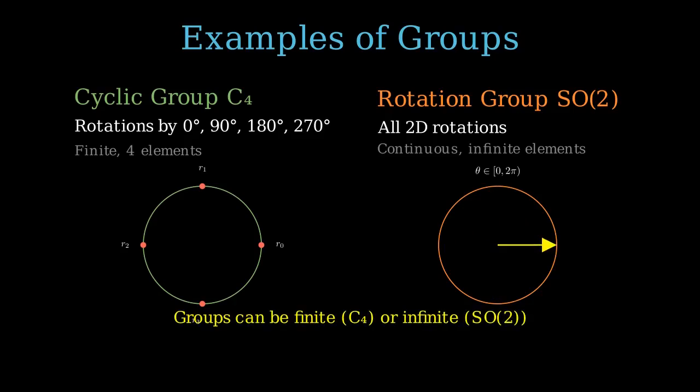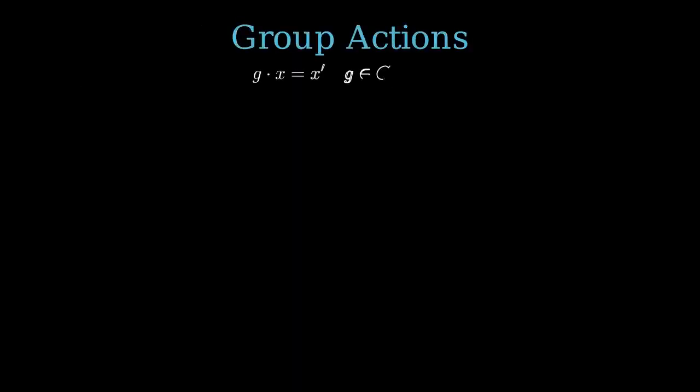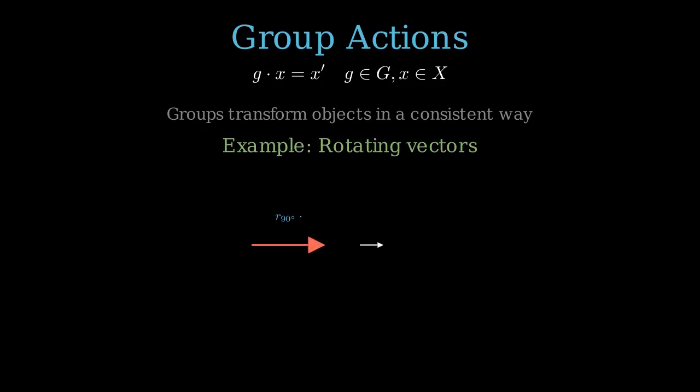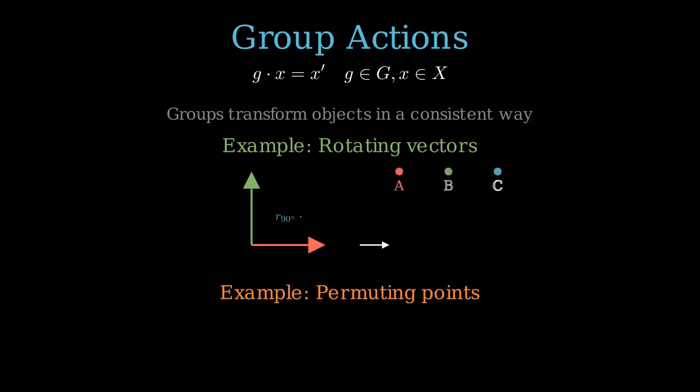We have the concept of group action. Suppose we have a set X. The elements of the group can act on this set, like for example, rotating a vector or permuting some objects. So sigma is in our group, and A, B, and C are our set.